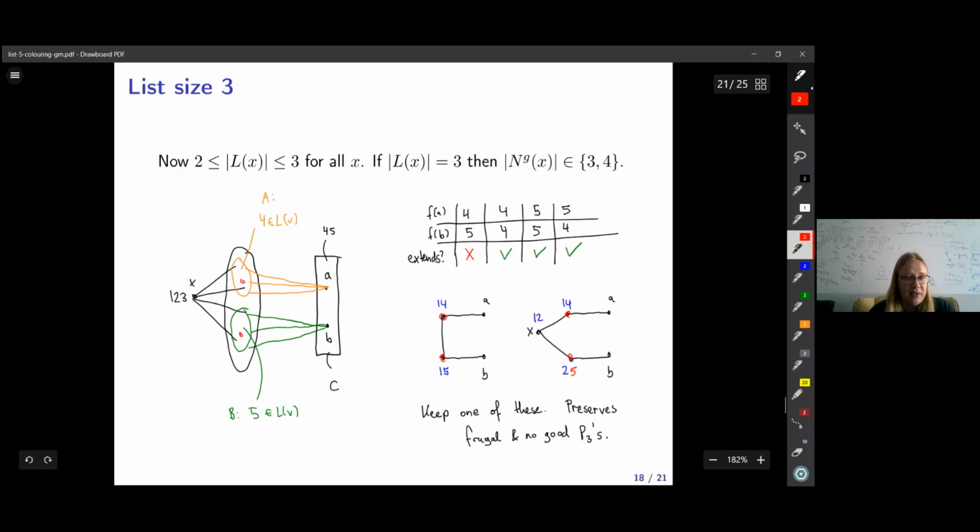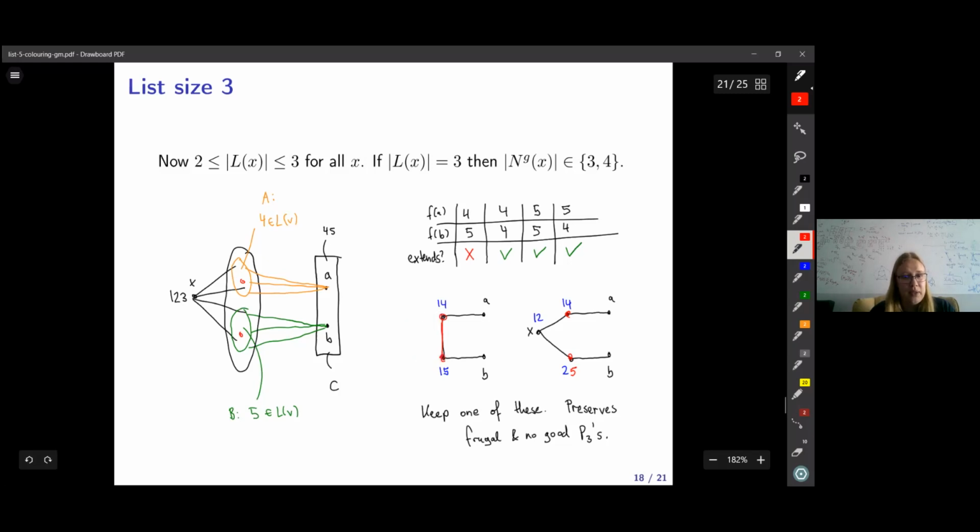This first case is actually impossible because we know that only one vertex has neighbors in B, but this came from B and this came from A, so what we have here is a good P3. But also, if I get these vertices with these lists, then putting X back in, I do know that this edge is present, because otherwise this would be a good P3.